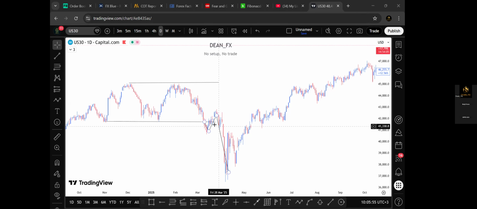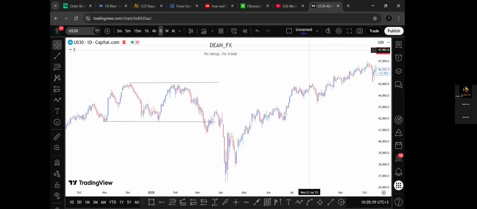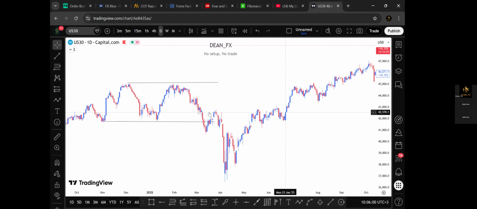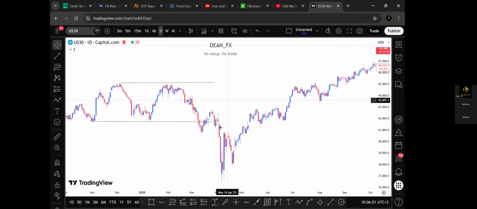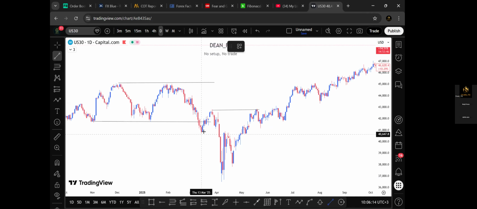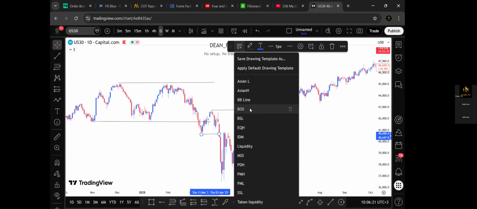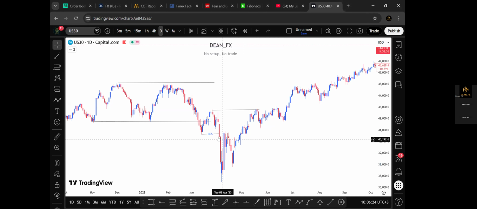So as you can see, I want to explain about the structure shift to the buy side. This market started trading. We'll call this a lower high because the market has started breaking structure to the downside. The market started breaking structure to the downside. So this is a break of structure.